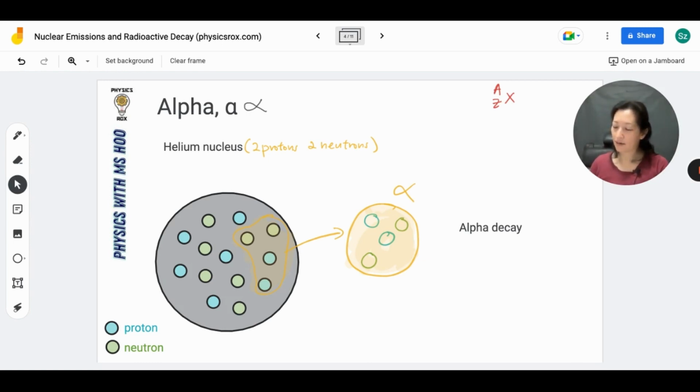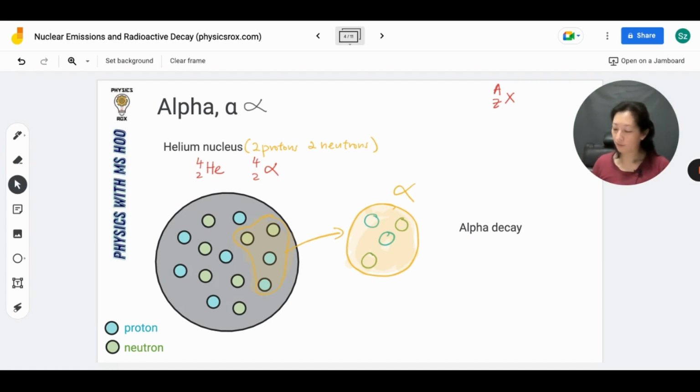So because it looks like a helium nucleus, we can write alpha in this form. Using the nuclide notation, we can write it as 4,2He. So when you see 4,2He, that's basically the same as an alpha particle. Another way to write, which is also accepted, is to write it as 4,2 alpha, using the alpha symbol instead. So both are acceptable.